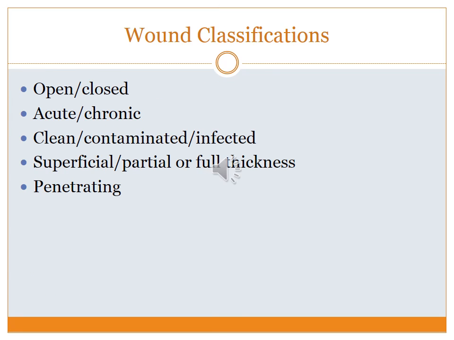Wound classifications, you have open, closed, acute, chronic, clean, contaminated, infected, superficial, partial or full thickness, or penetrating. Acute means that it's just short duration. It does not have any complications. Where chronic, you have complications, and the different types: arterial, venous, diabetic, and pressure. So 4 types: arterial, venous, diabetic, and pressure.